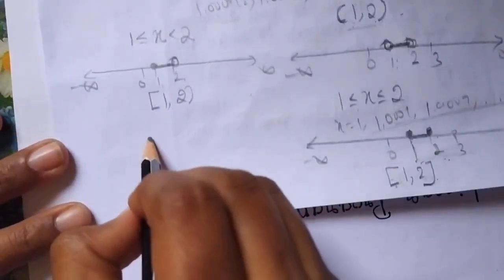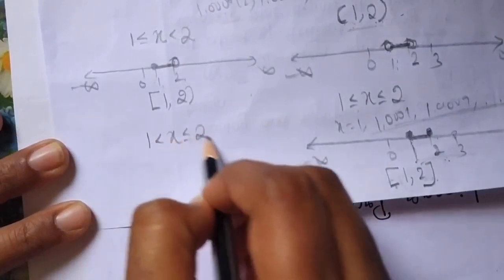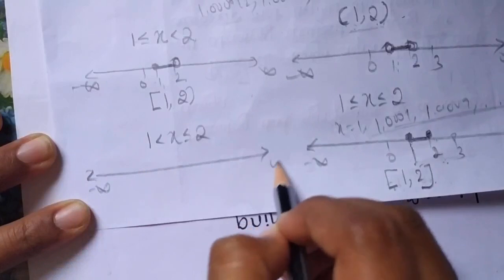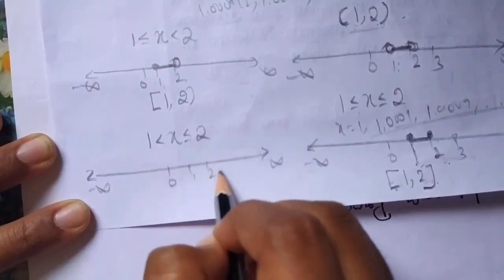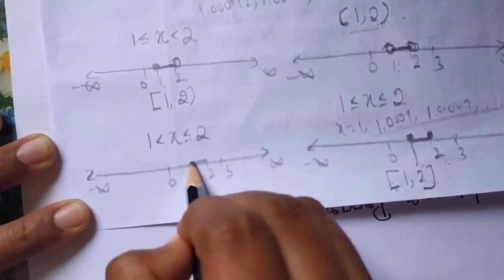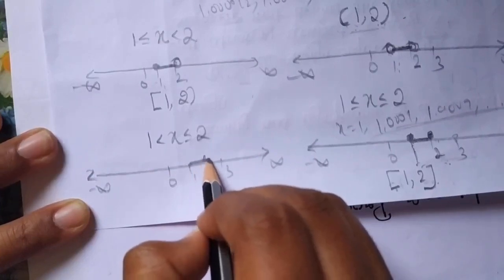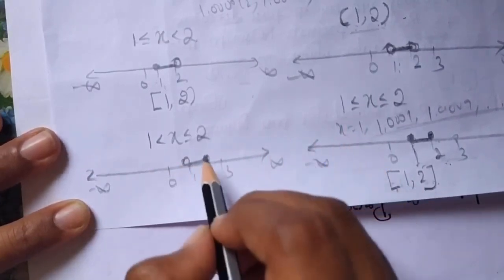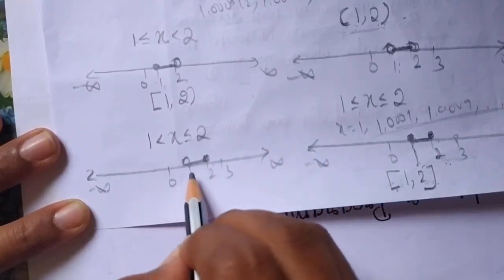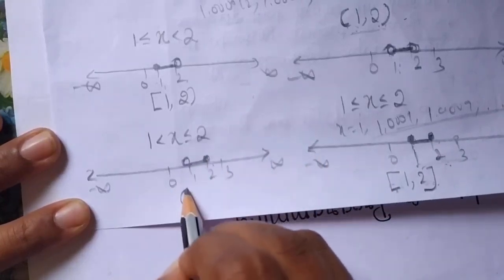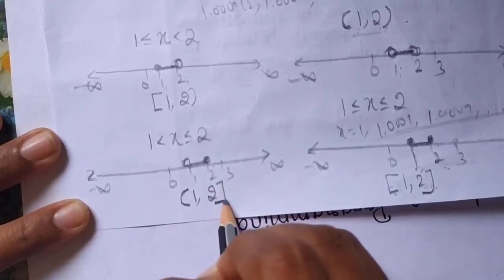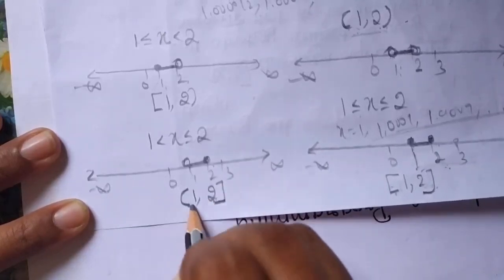One more representation, 1 is not included but 2 is included. 0, 1, 2, 3, darken the line between 1 and 2, darken the circle at 2 and just draw an open circle at 1. 2 is included, 1 is not included, and we write the interval with a round bracket at 1 and a square bracket at 2. 2 is included, 1 is not included.